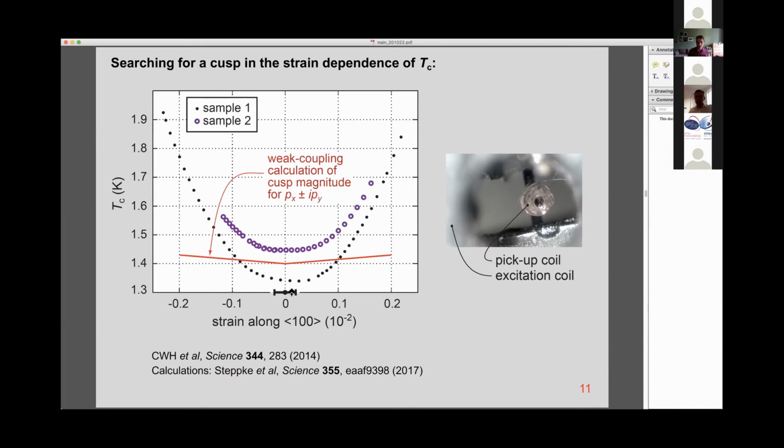My colleagues at Oxford, Steve Simon and Thomas Scaffidi, performed weak coupling calculations of the expected cusp magnitude for px plus or minus i py superconductivity, and this is what they obtained. So this is the predicted cusp for a weak coupling calculation on top of our data. And you can see that with a reasonable amount of impurity broadening, actually even quite a low amount of impurity broadening, we could round out such a feature. So this data, while it's exciting to see that we can raise Tc, does not provide conclusive evidence on whether or not strontium ruthenate is chiral.